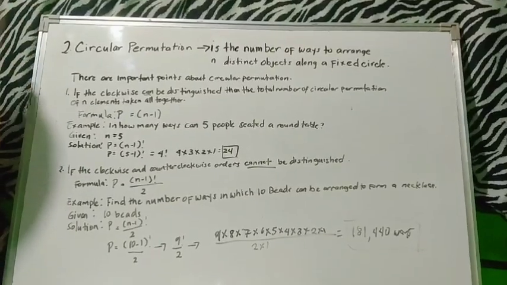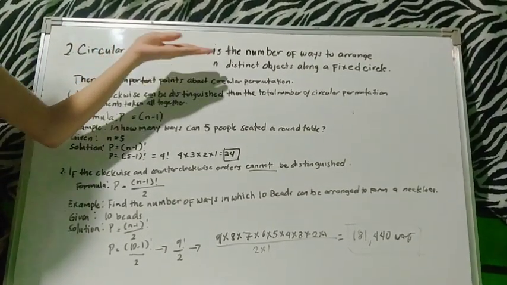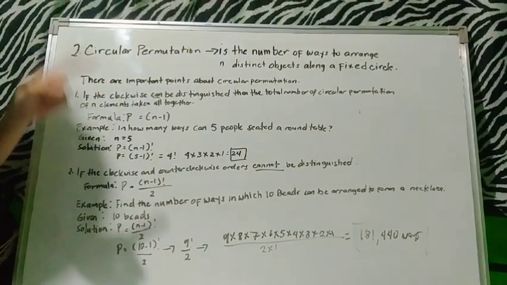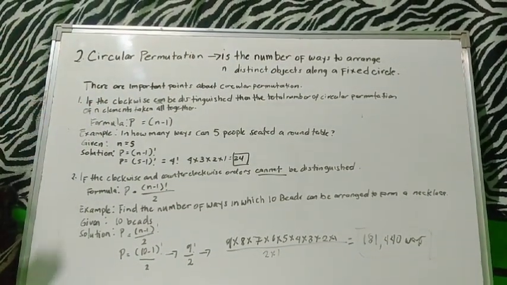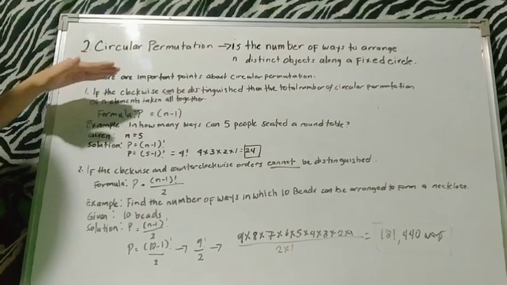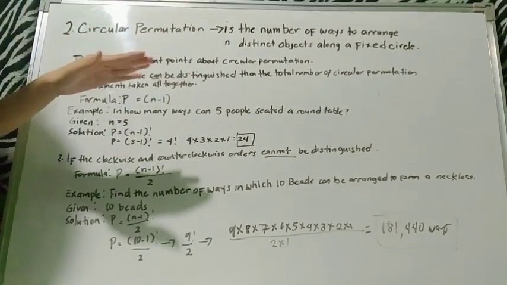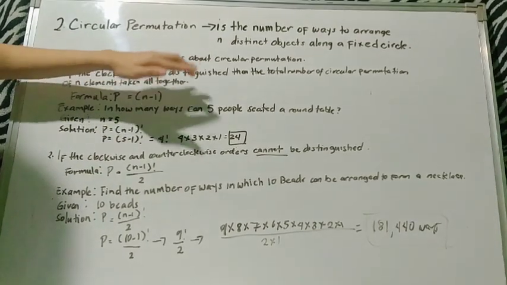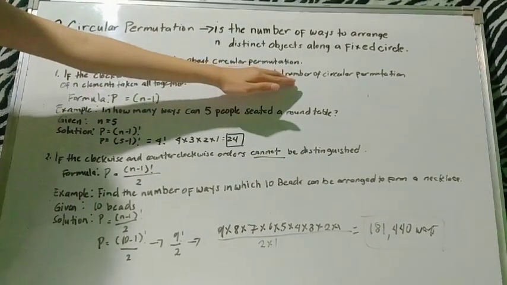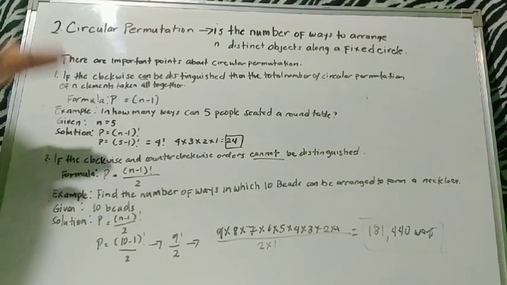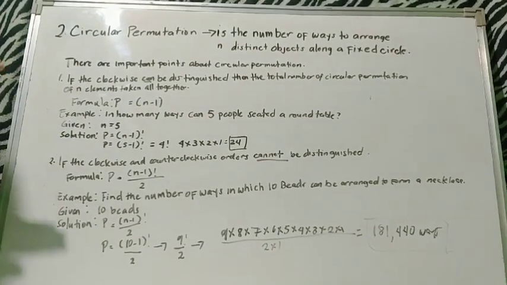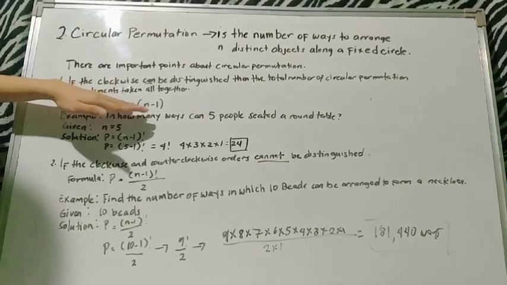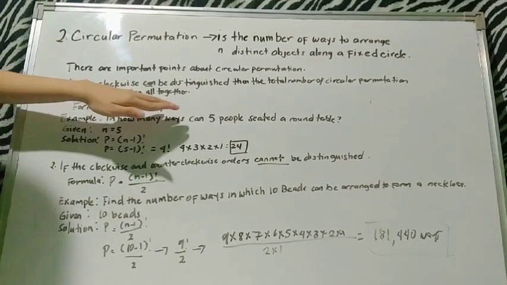Number 2. Circular permutation is the number of ways to arrange n distinct objects along a fixed circle. There are important points about circular permutation. Number 1. If the clockwise order can be distinguished, then the total number of circular permutations of n elements taken altogether has the formula P equals n minus 1 factorial.